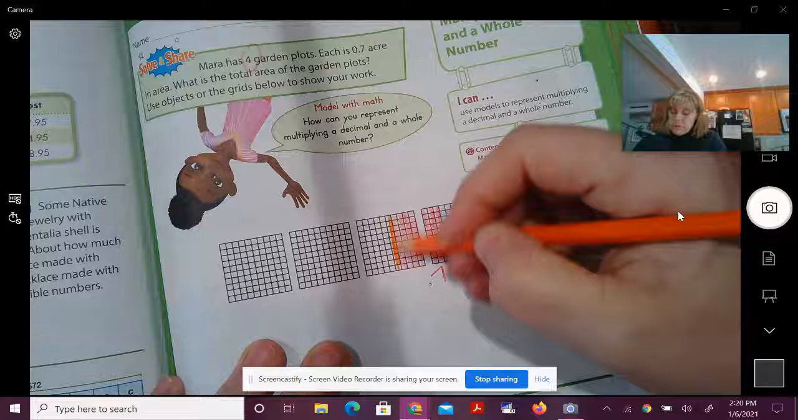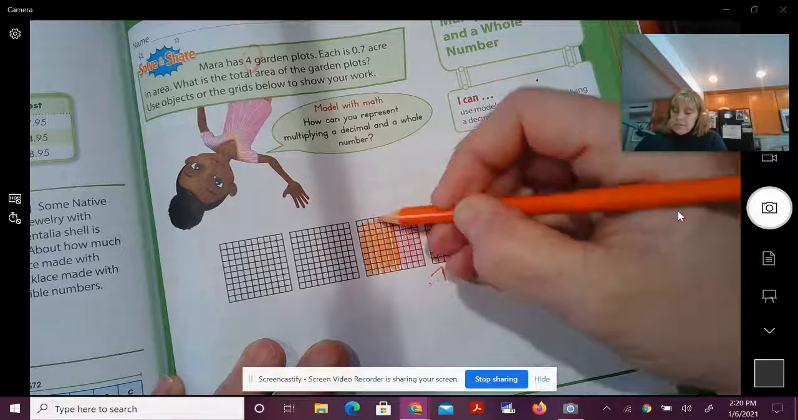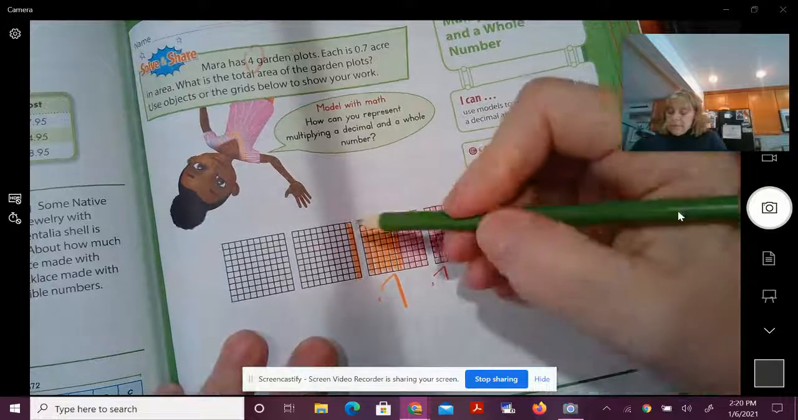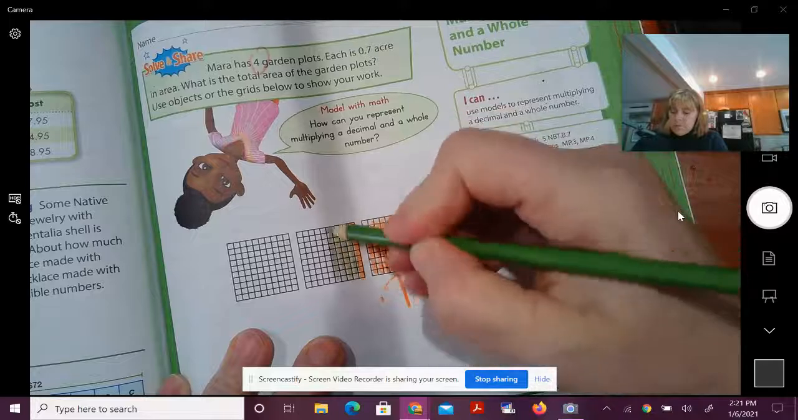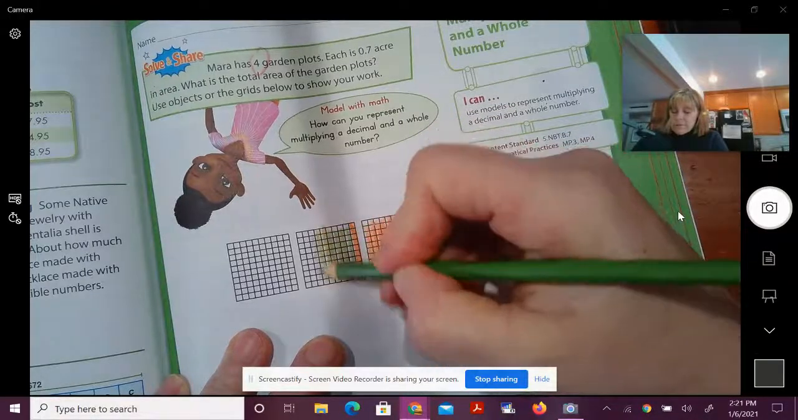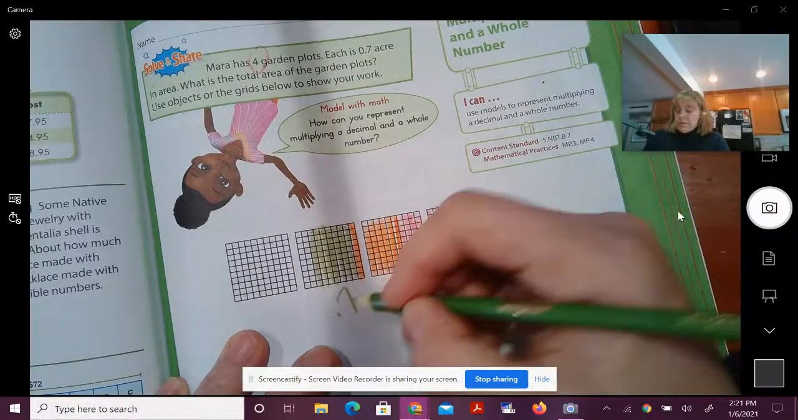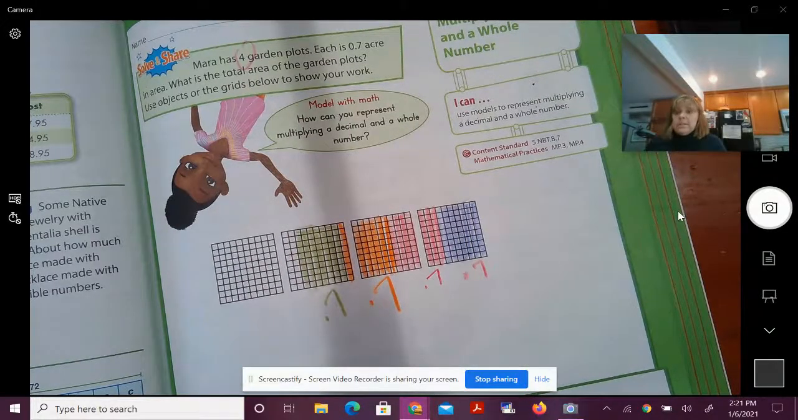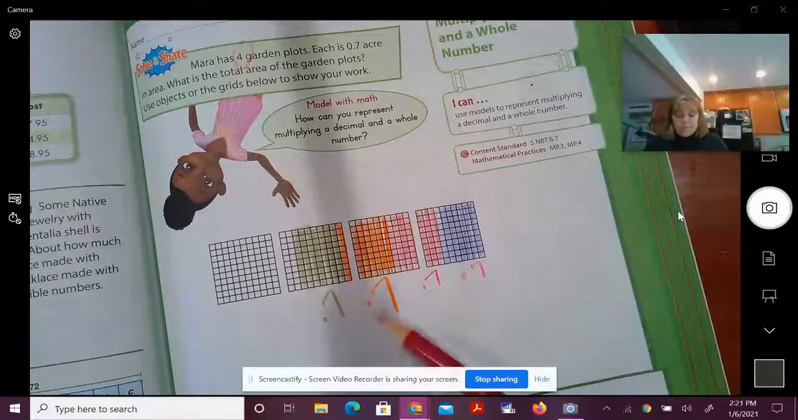So I'm going to use orange. I'm going to do 1, 2, 3, 4, 5, 6, 7. There's another 7/10. And the last one is actually going to be green, and that's going to be another 7/10. 2, 3, 4, 5, 6, 7. Now, we know that adding up these 4 plots at 7/10 each is the same as repeated addition, right? Adding 7, 7, 7, and 7 for 28. But it's also multiplying 4 times 7/10.